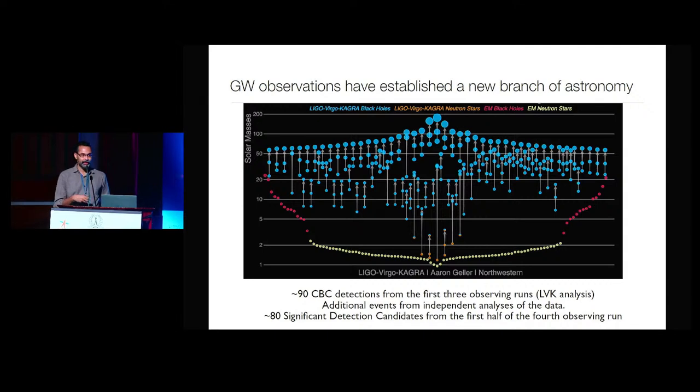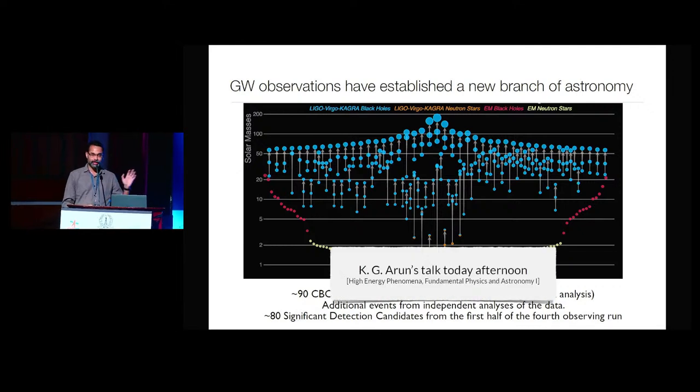Of course, the data from this fourth observing run is only being analyzed, so we only have these candidates, but I expect that the numbers won't change dramatically. I won't say a lot about this; we heard a detailed status report of gravitational astronomy from Arun this morning.